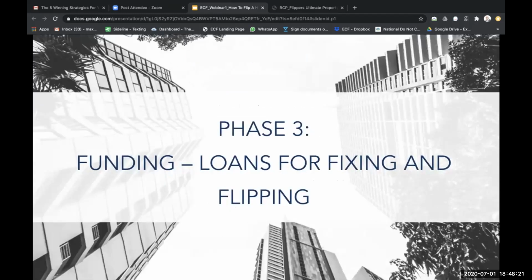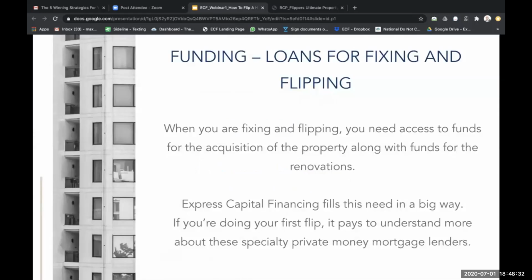Next page, please. Okay, phase 3, funding, loans for fixing and flipping, and I'm even going to say wholesaling deals. So next page, Max, please. Whether you're fixing and flipping, everybody needs access to cash. Everybody needs access to what we call debt. There are a lot of lenders who have left the hard money realm. We're still active. We're still funding.